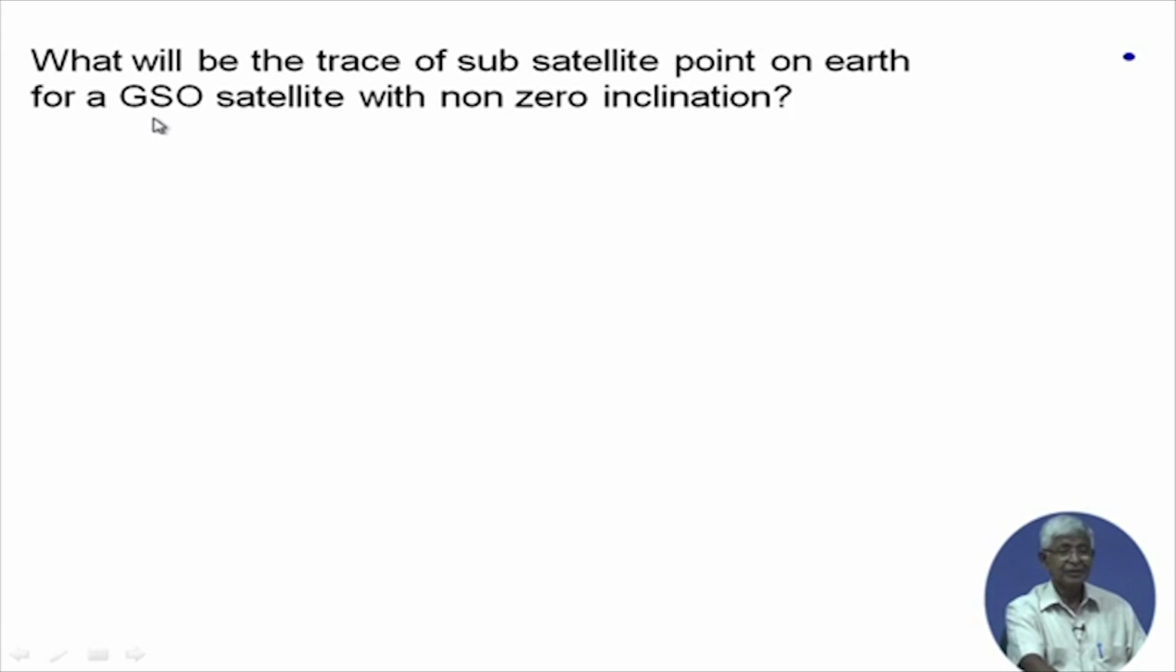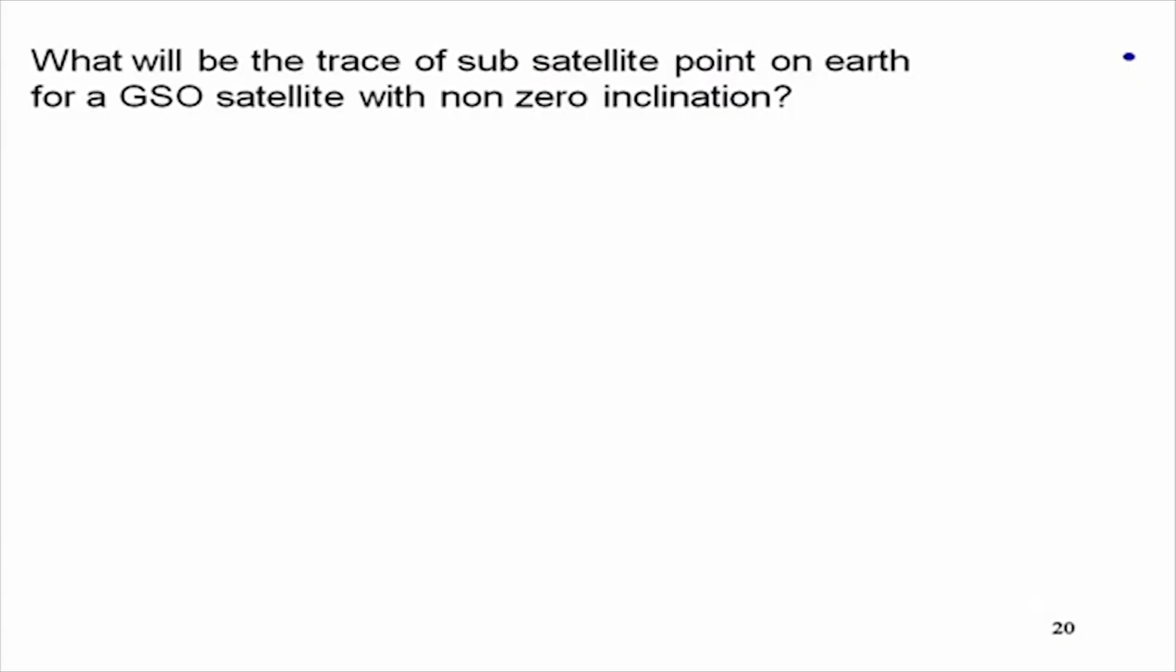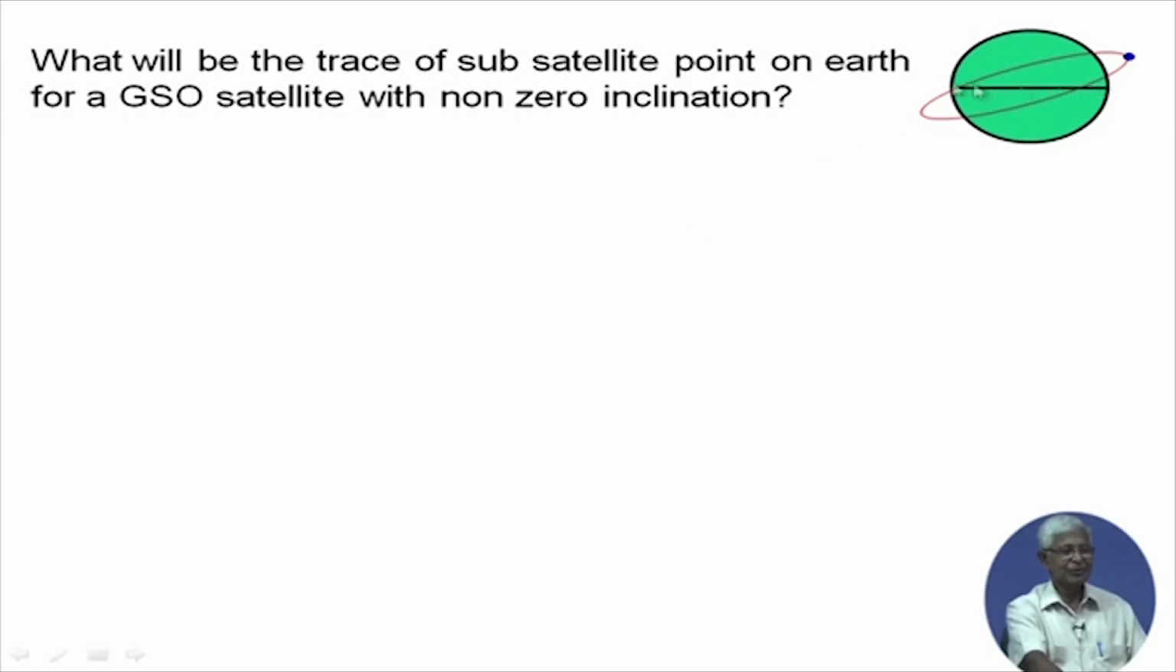Okay. Now, what will be the trace of the sub-satellite point on earth for a GSO, not GEO, a geosynchronous orbit satellite with non-zero inclination? We have seen that when sidereal time and satellite orbital period are the same, it becomes geosynchronous. But if it has an inclination, it is not geostationary, so its sub-satellite point will be moving. It is like this: this is the Earth, this is the equatorial plane, and the orbital plane is making some non-zero inclination. Then the sub-satellite point, as the Earth is revolving, how will it move?